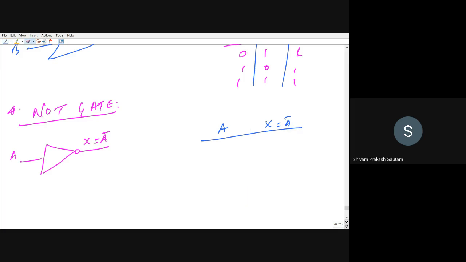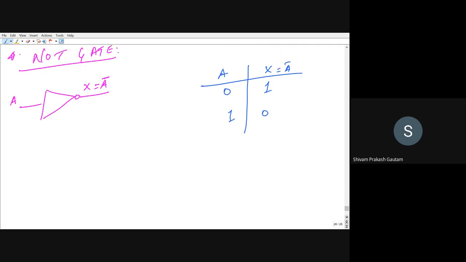That means how many input values can you provide? Only 2, that is either 0 or 1. So a NOT gate means whenever you provide low input, you will get high output. Low means 0. Whenever you provide high input, you will get 0 output. Okay. So that is how you can represent AND, OR, and NOT gate.